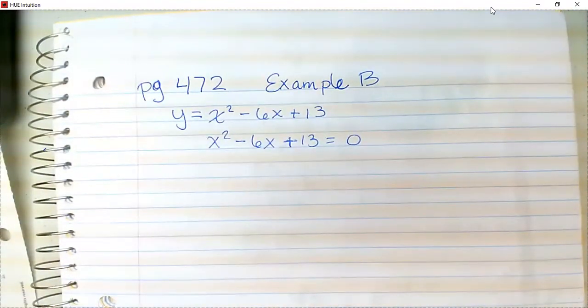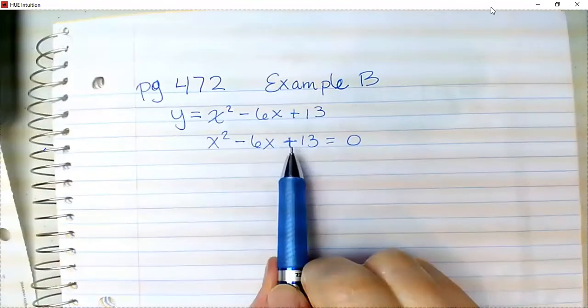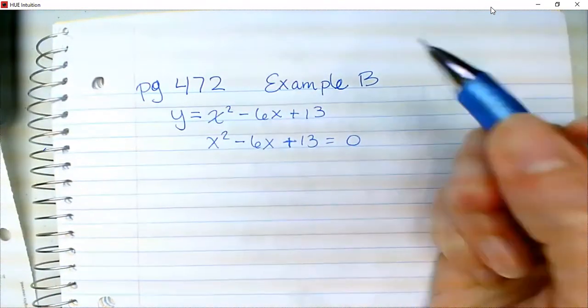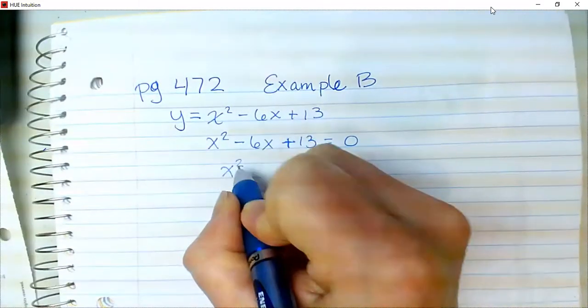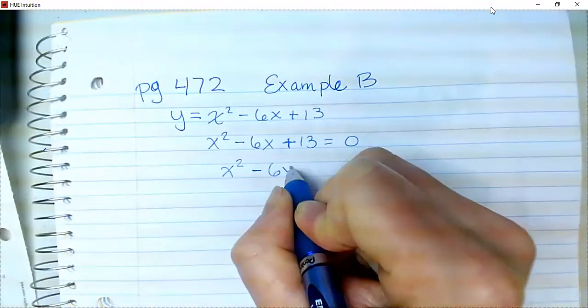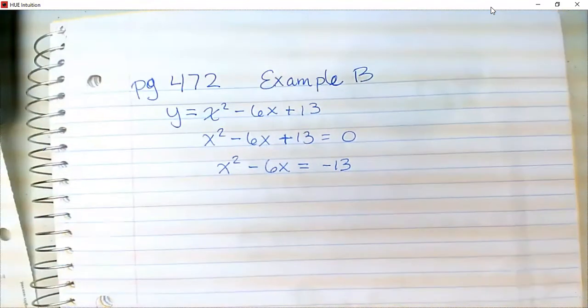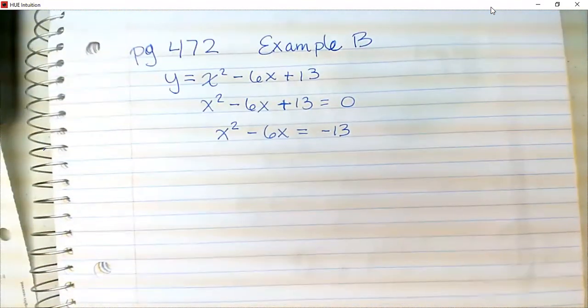Okay, so let's think about the steps we did on the other page. I'm going to start by isolating the variable terms. I'm going to take that 13 and I'm going to move it to the other side. So that gives us x squared minus 6x equals negative 13. I just moved the 13 over to the right-hand side. The next step is to complete the square.